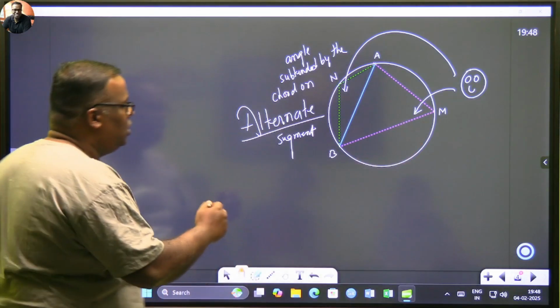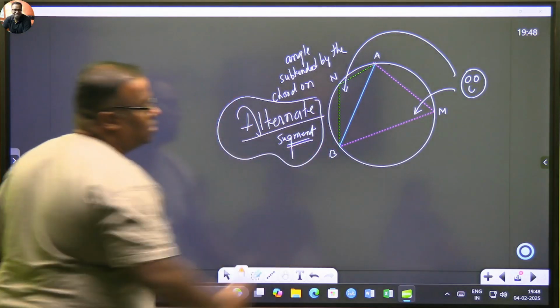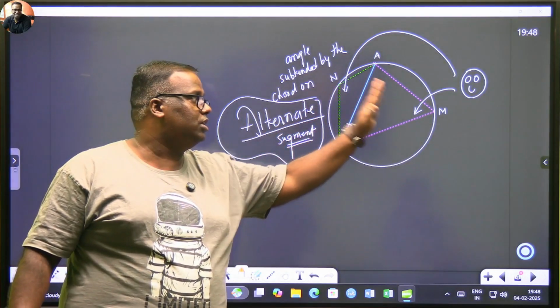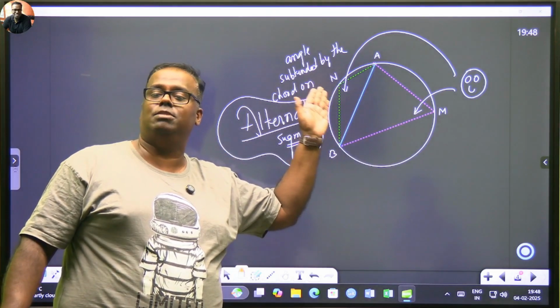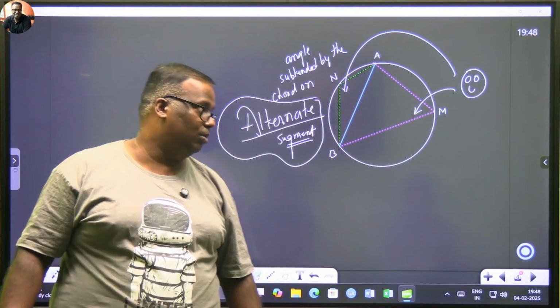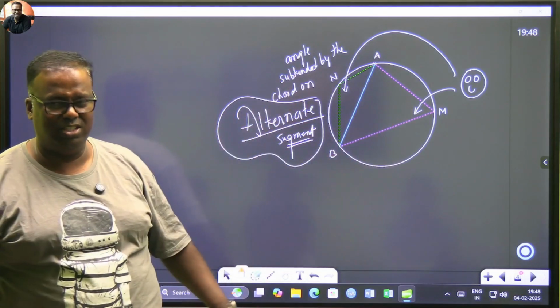So whenever you hear this word alternate, you should always club it with the word segment. Alternate means alternate segment. If this is my segment of interest, the alternate segment is this. If this is my segment of interest, then the alternate segment is this. Have you understood what we mean by alternate segment? Very good. This is nothing but a cyclic quadrilateral also, which we'll understand later. That's also part of this chapter.